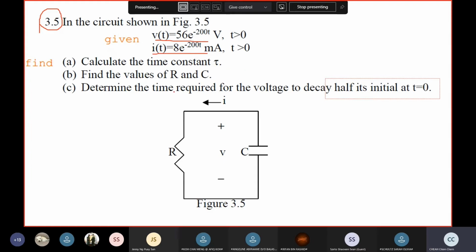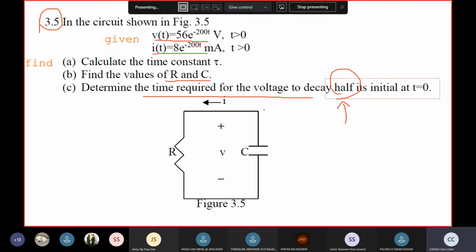Now, just now I mentioned, why not half? Why 36.8%? Because 36.8% is easy. Time constant is R times C. Finish. If you want to find half, then there's additional work. Later on we will see. So 36.8 is just a standard.